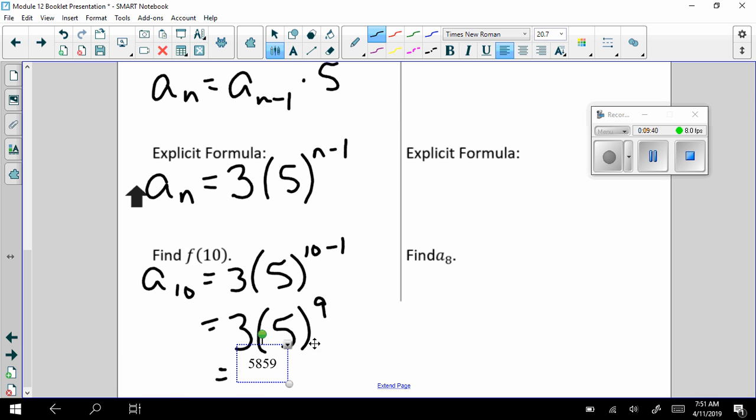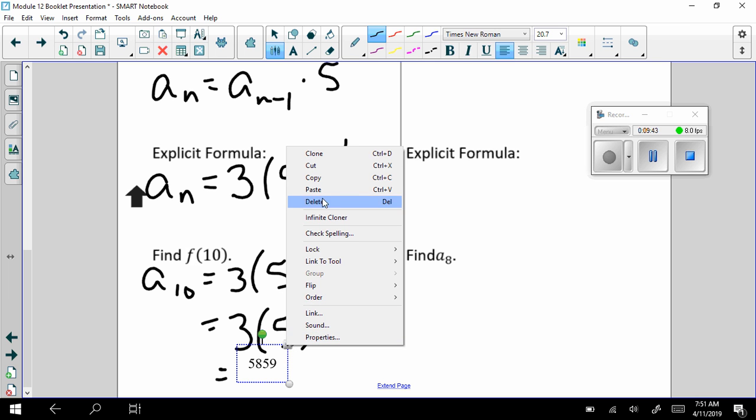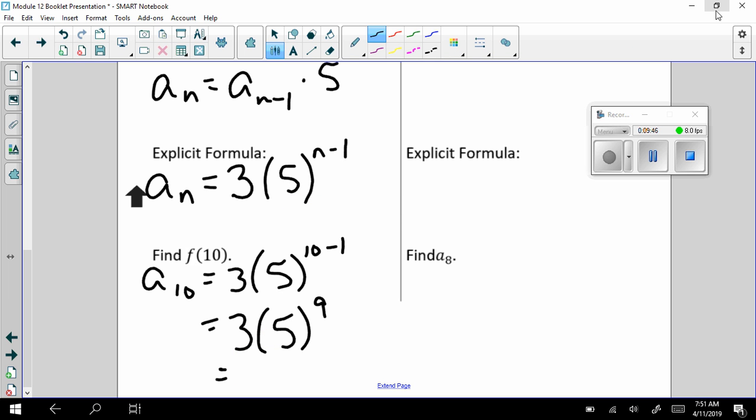Let's see if I can copy and paste. Nope, apparently not. That's not the whole thing, is it? So let's go back. 5, 8, 5, 9, 3, 7, 5. So you can see that this sequence gets real big real fast. Within 10 steps, we are at 5,859,375. We're going to do example 2 together in class. So that is it for this video.